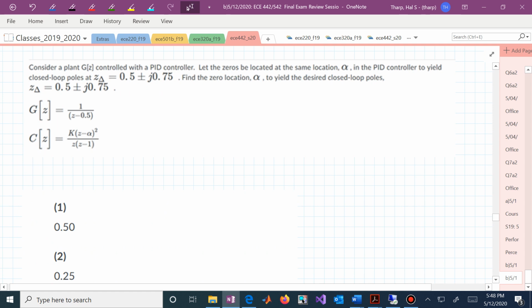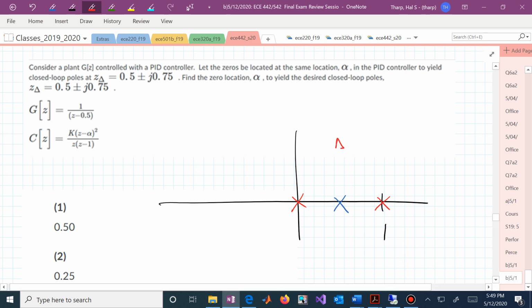Another PID controller. Now let the zeros be located at the same location. Now just remember, you now have 2 zeros at alpha. We have a pole in our plant at 1/2. We have a PID controller, and we're wanting our Z delta to be at 1/2 plus and minus j 3/4.